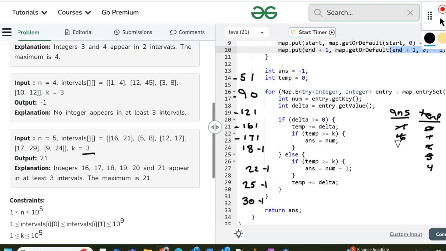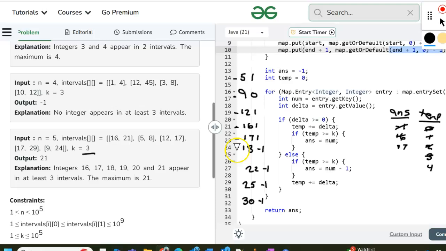So we now have a higher number than 16. Okay, and that's right. So 17 is in the 16 to 21, 12 to 17, 17 to 29, 9 to 24.